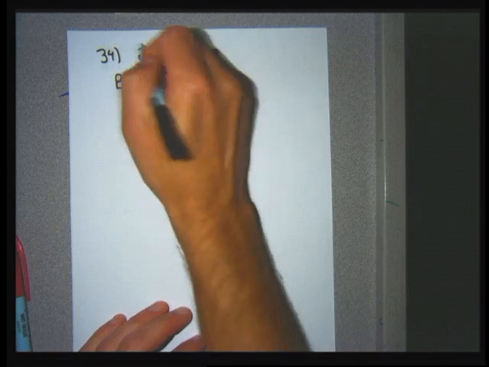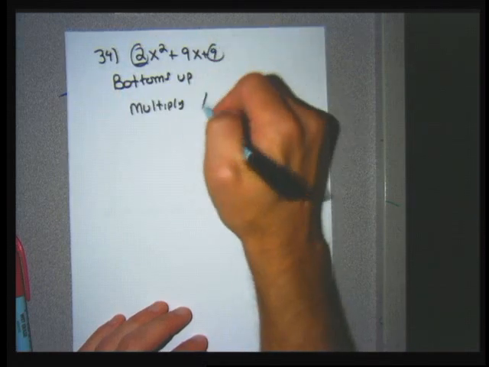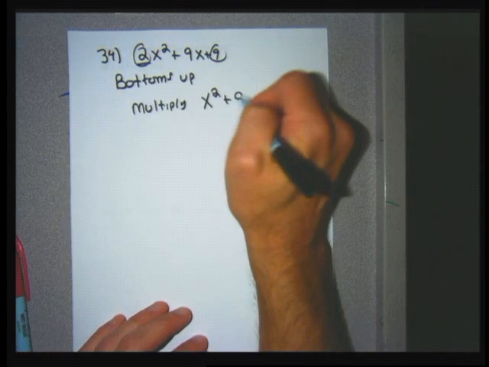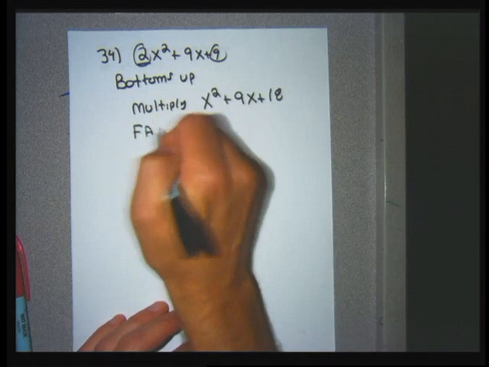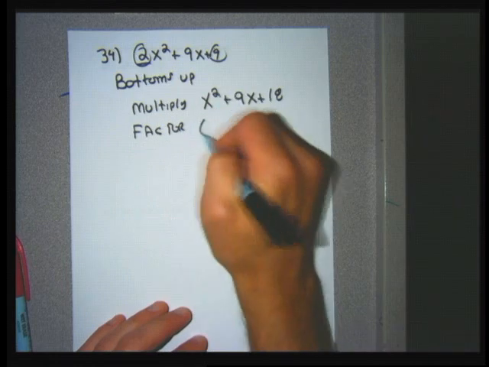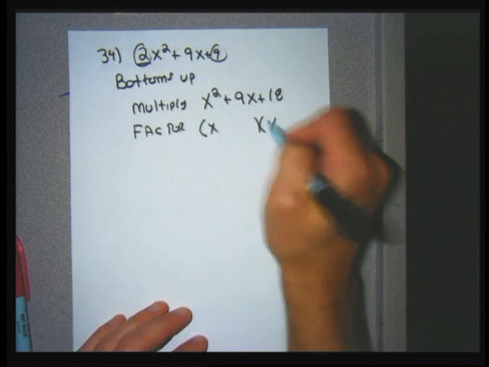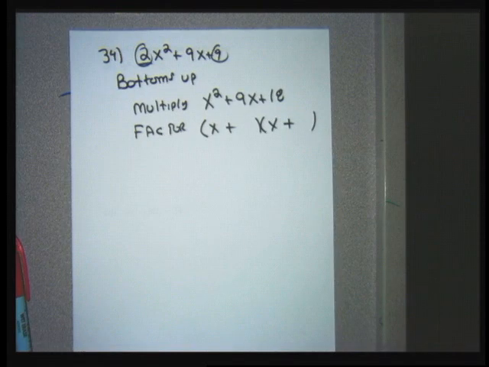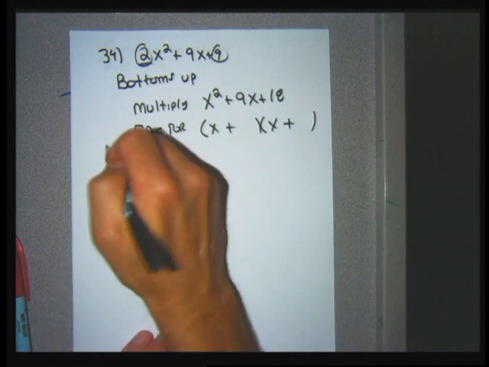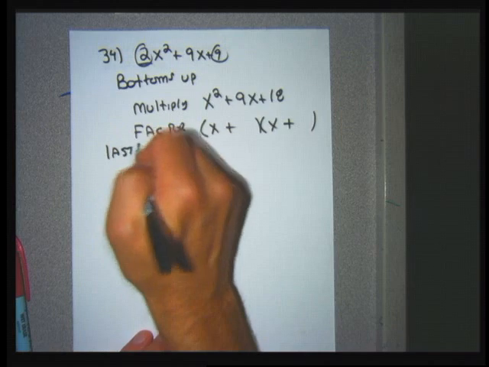I'm going to multiply this 2 and that 9 and get x squared plus 9x plus 18. And now I need to factor this. The firsts are easy. I split the x's between the two parentheses. The problem doesn't have any minuses, so my signs are plus and plus. And for my lasts, I need to work with that 18.